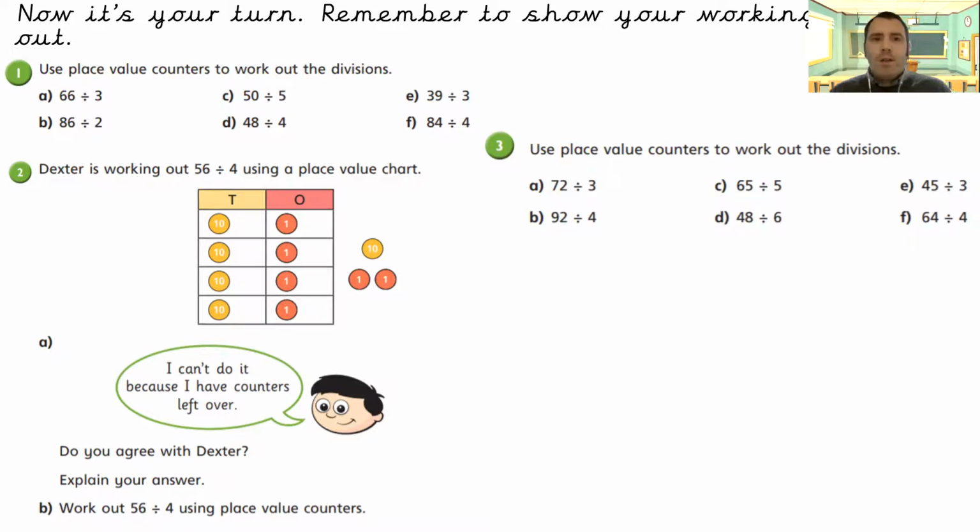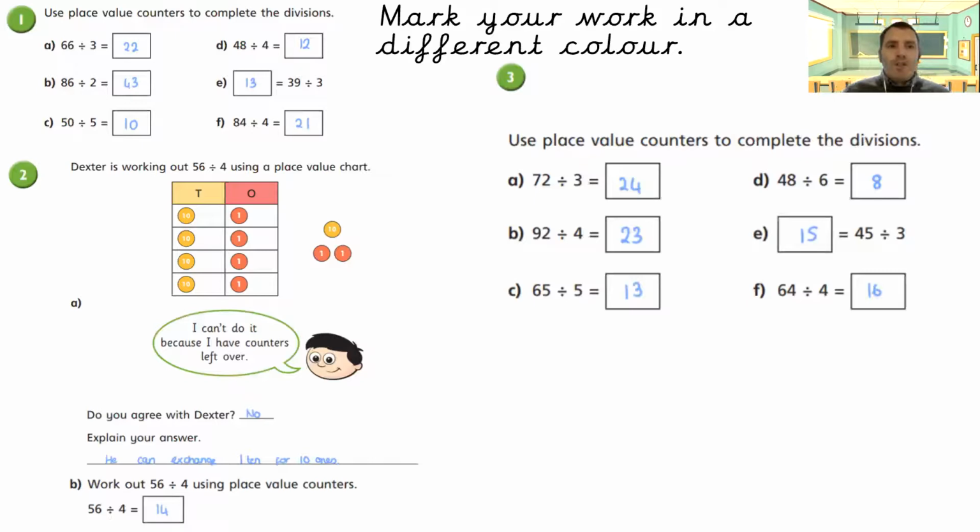How did we get on with those? Let's have a go through the answers. Question 1. We've got 66 divided by 3 to give us 22. B, 86 divided by 2 to give us 43. C, 50 divided by 5 gives us 10. D, 48 divided by 4 is 12. E, 13 equals 39 divided by 3. And F, 84 divided by 4 equals 21.